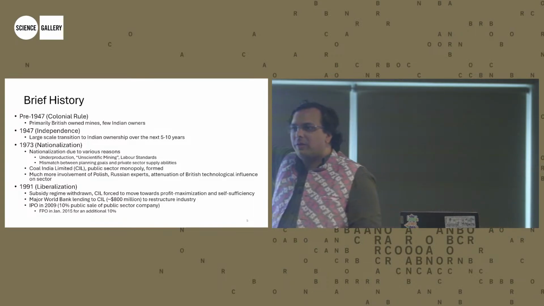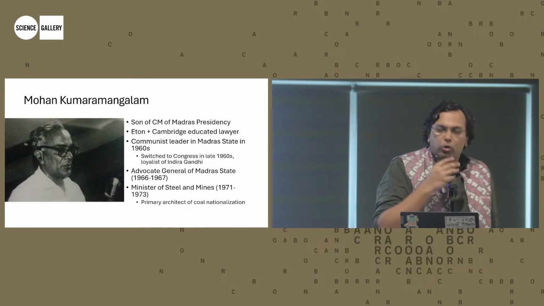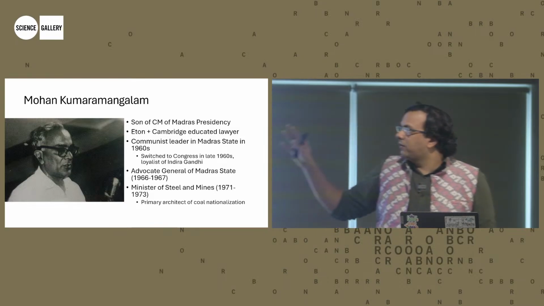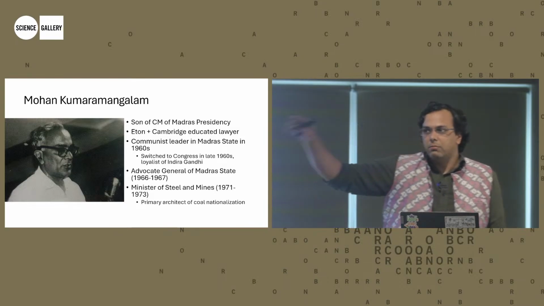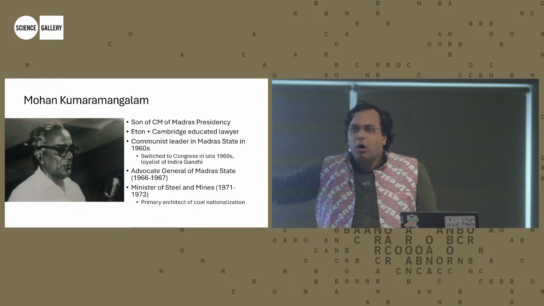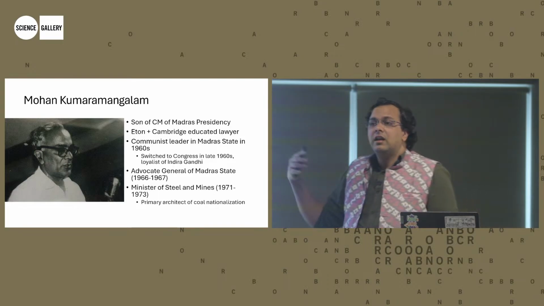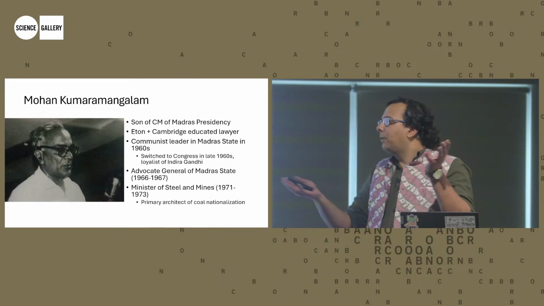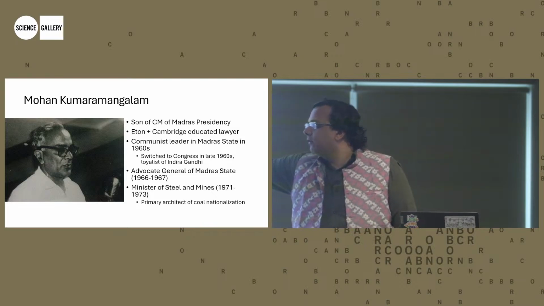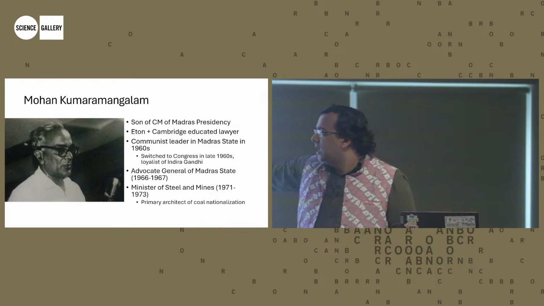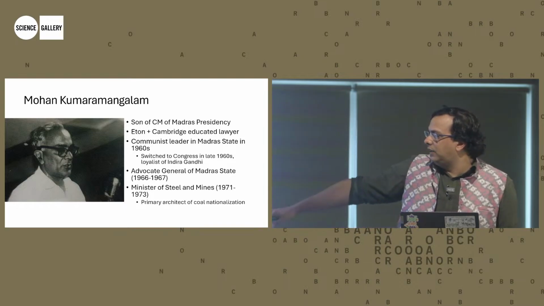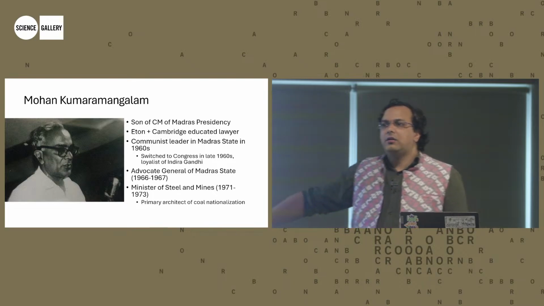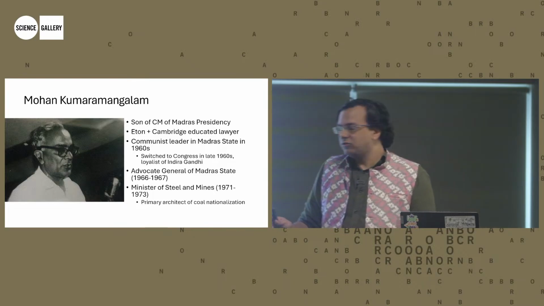So the first one was Mohan Kumaramangalam, right? He is a fascinating person. He was the son of the Chief Minister of the Madras Presidency, an Eton and Cambridge educated lawyer, born in the UK, and he was a well-known communist leader in Madras state in the 1960s. He was also very close to Indira Gandhi, right? And so when the split of the Congress party happened at some point, he switched to the Congress in the early 1960s, was a loyalist of Indira Gandhi, and eventually became the Minister of Steel and Mines in the 71 to 73 period. For the most part, he was the intellectual architect of coal nationalization, right?